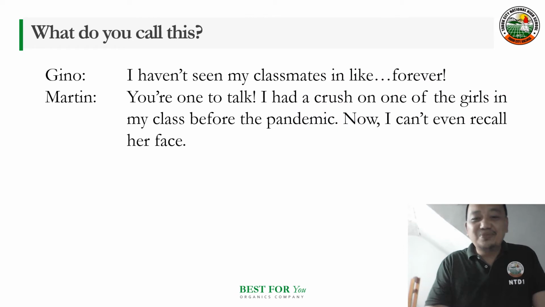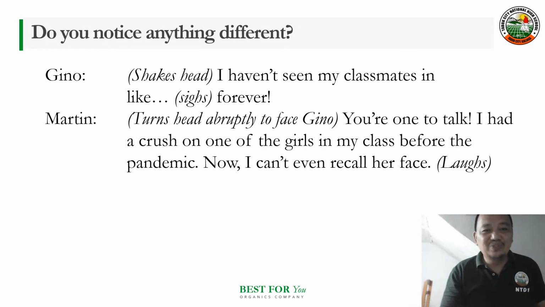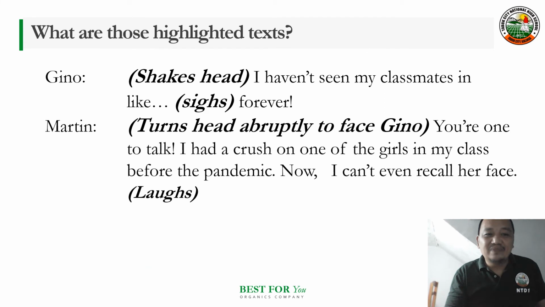It's time to review what you have learned so far in your modules for drama. Now, what do you call this? Yes, that's right. They're called dialogues. All right. Do you notice anything different this time? Oh, yes, there are italicized words inside parentheses. Let's proceed. Now, what are those highlighted texts? Very good. They're called stage direction.